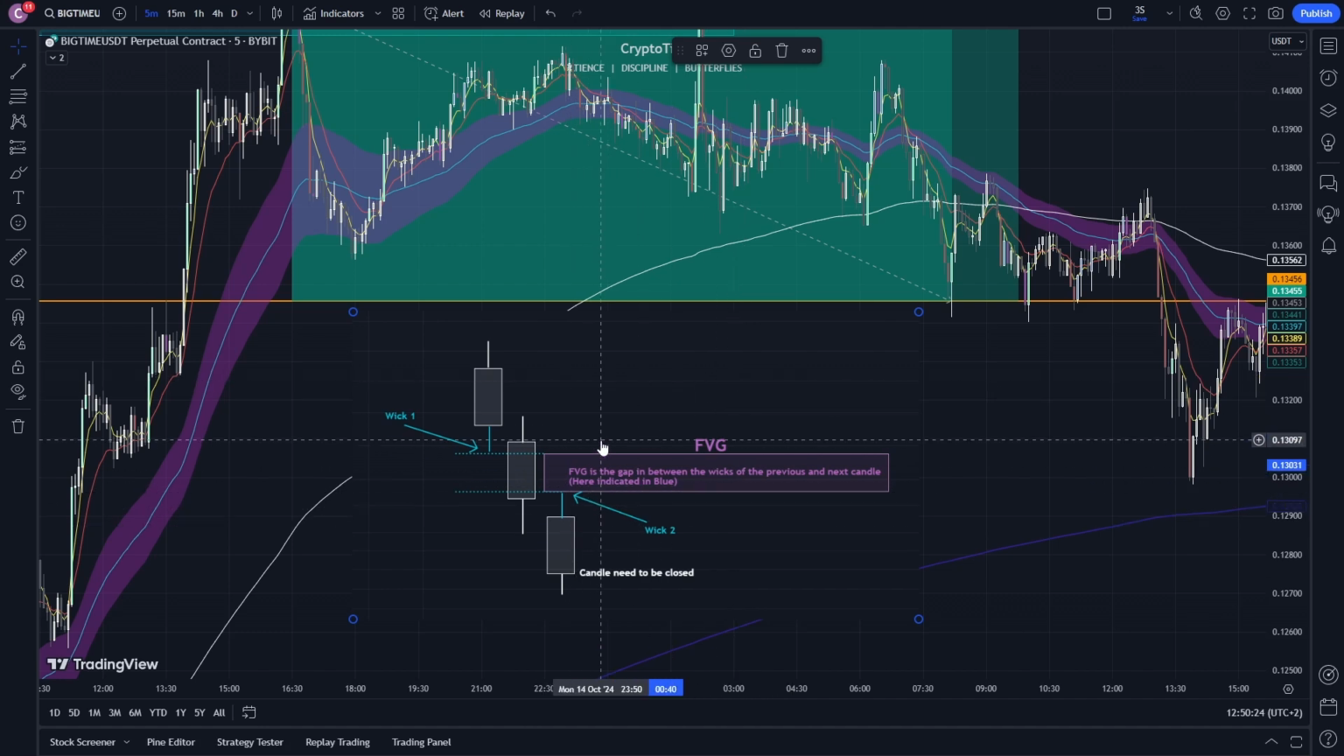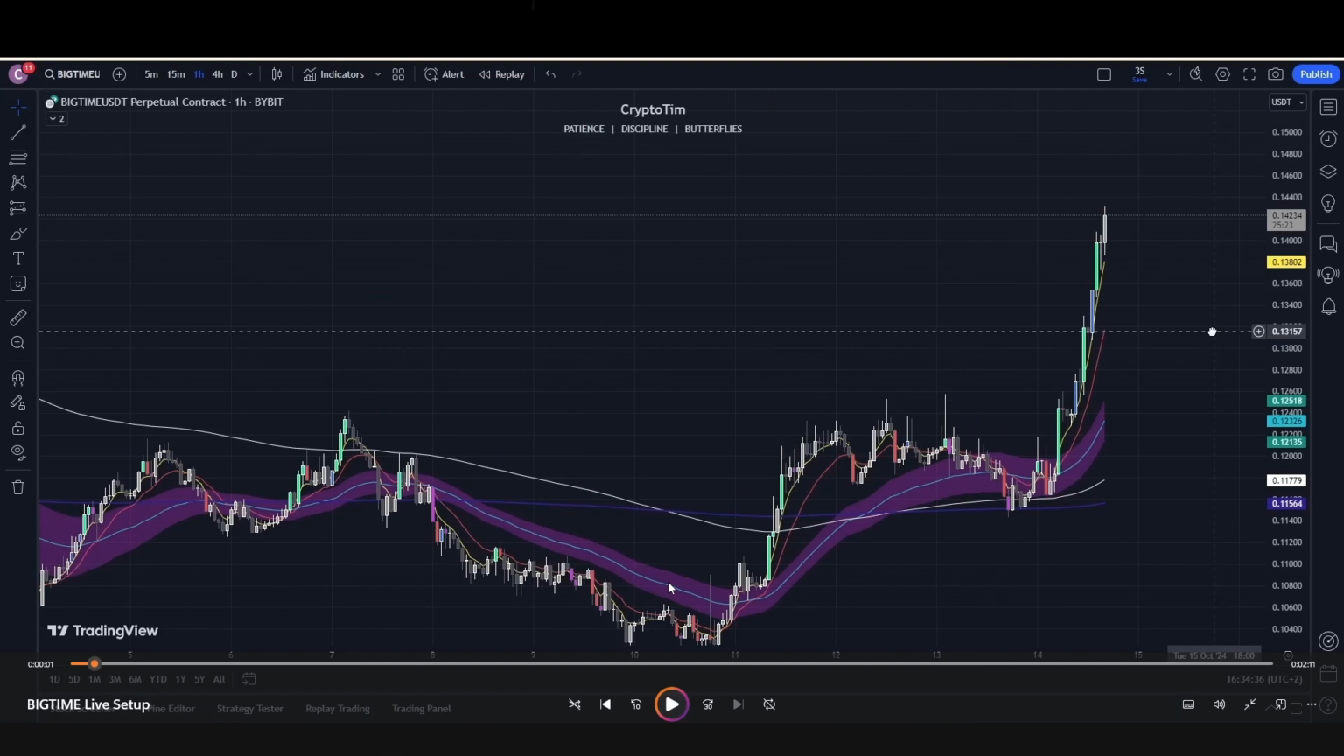So that's the reason why we often see these fair value gaps getting filled. And often people look at fair value gaps for potential take profit zones, potential reversal zones, or zones of interest. So now we briefly went over the concept of fair value gap. I would say we can jump straight into the live setup.